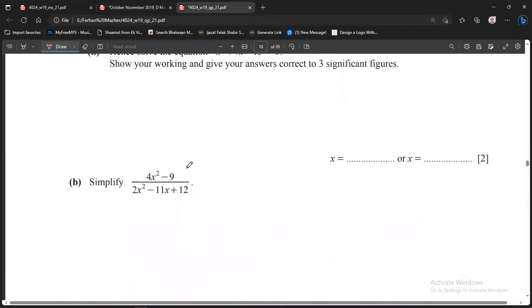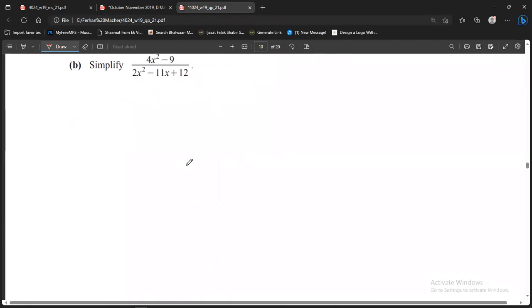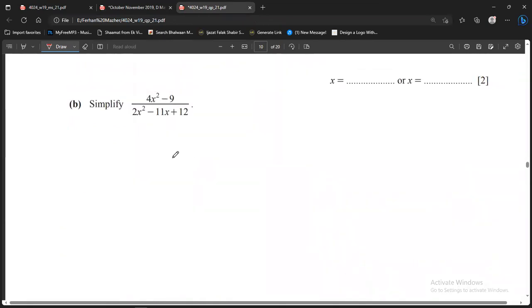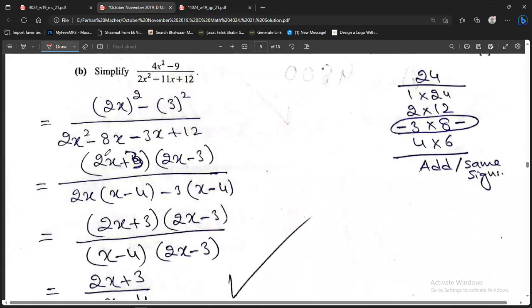Okay. So we are going to question number 5. It's B part, and it's a 3 marks question. It says simplify. So this is the difference of two perfect squares, and here I will do the middle term breaking. So here we go. So this is 2x squared minus 3 squared. These are two perfect squares with a negative between them. So it is 2x plus 3, 2x minus 3.